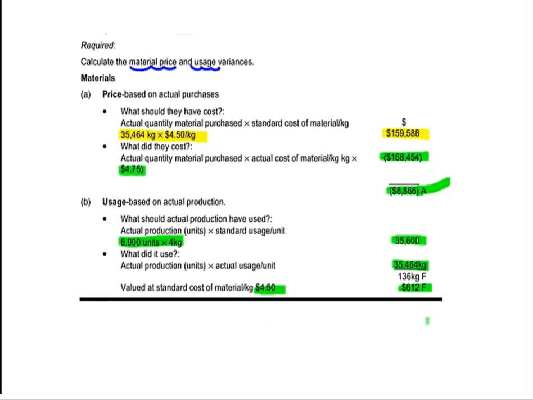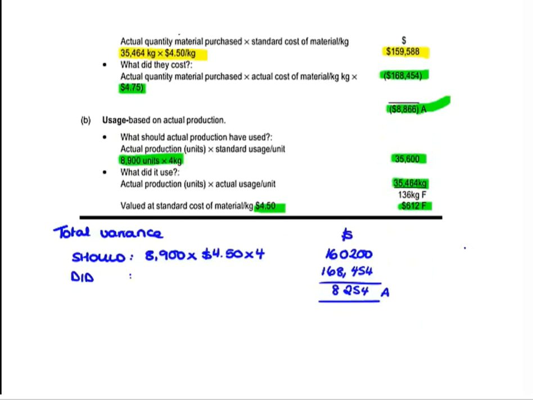We weren't asked for a total variance here, but if we had been asked for a total variance, then that's going to be the combination of the two. So you can see then I've just jotted down the total variance at the bottom, and that can be split down, that 8,250 into 8,866 adverse for price, so the materials were more expensive, and 612 favourable for usage.